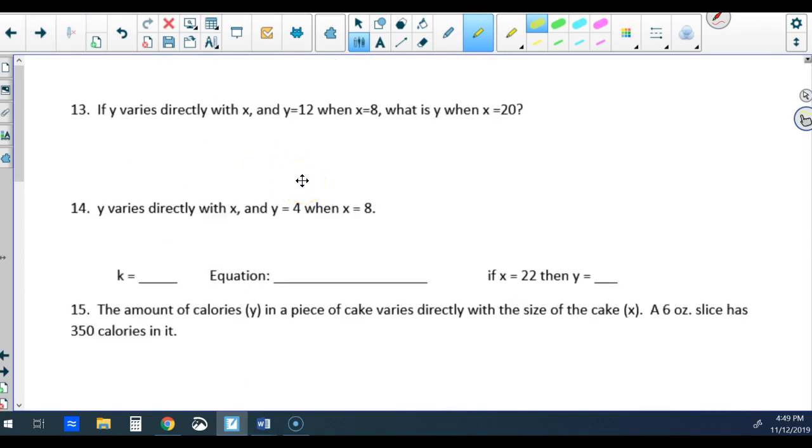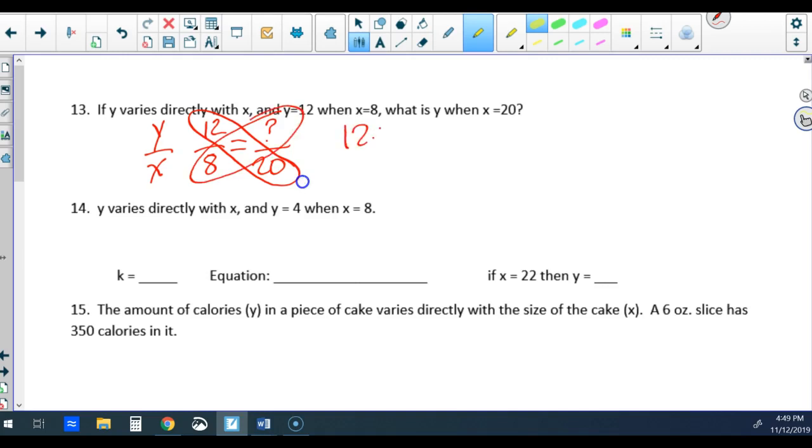Next page, direct variation. Y varies directly with x, and y equals 12 and x equals 8. What is y when x equals 20? If you're just trying to find y, we can cross multiply here. So I'm going to look at y over x. 12 over 8 equals, I don't know, over 20. Butterfly, whatever you want to call it.